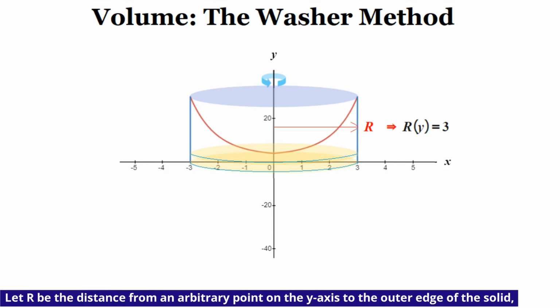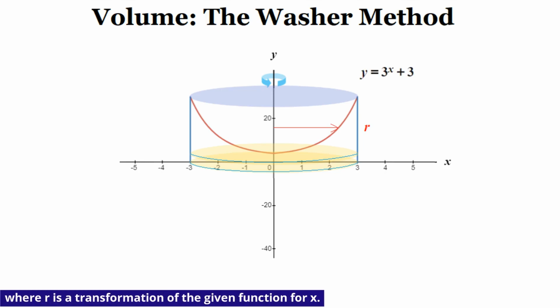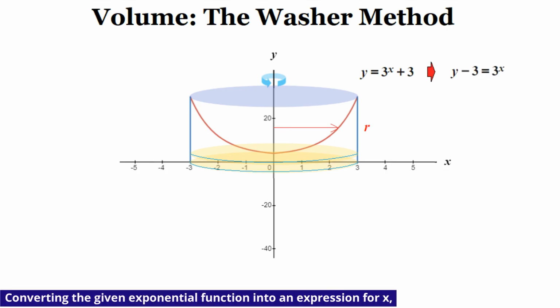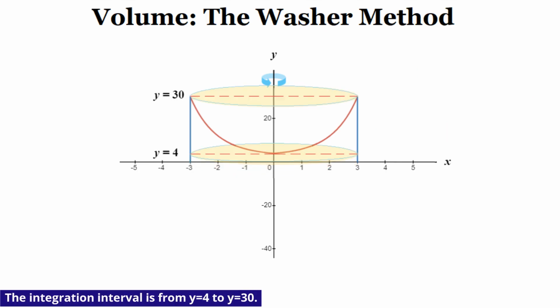Let R be the distance from an arbitrary point on the y-axis to the outer edge of the solid, and let r be the distance from the same point to the outer edge of the empty space, where r is a transformation of the given function for x. Converting the given exponential function into an expression for x, it results in a logarithmic function with a base of 3. This becomes the function of r with respect to y. The integration interval is from y equals 4 to y equals 30.